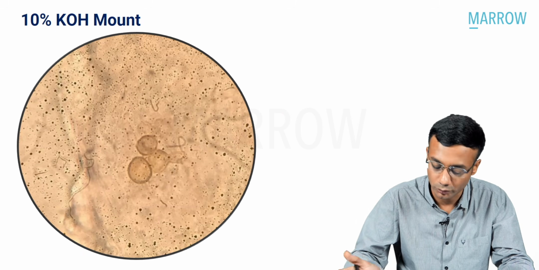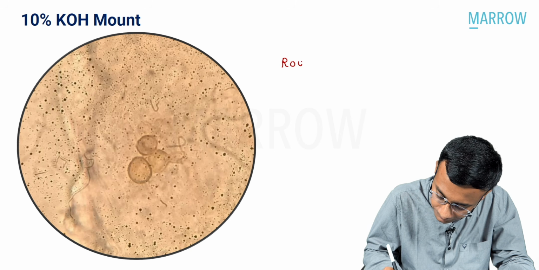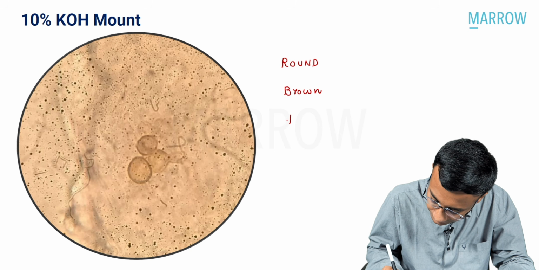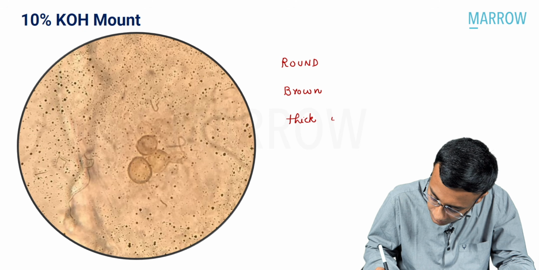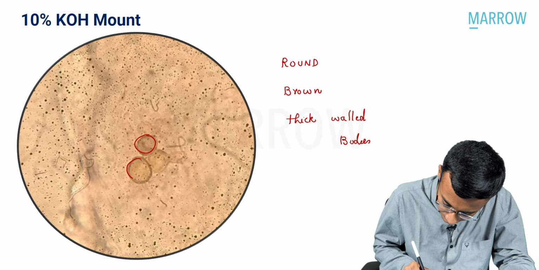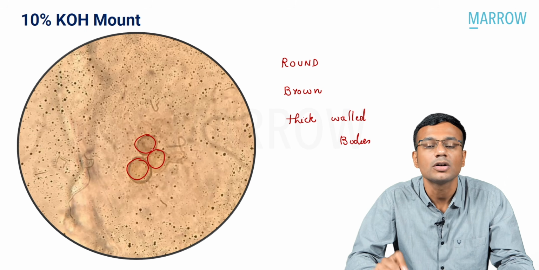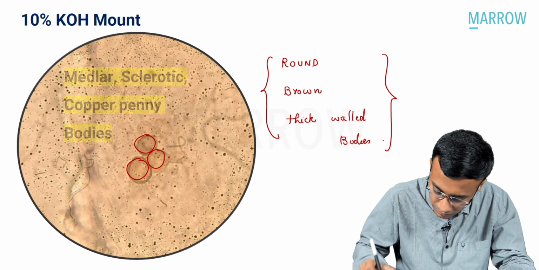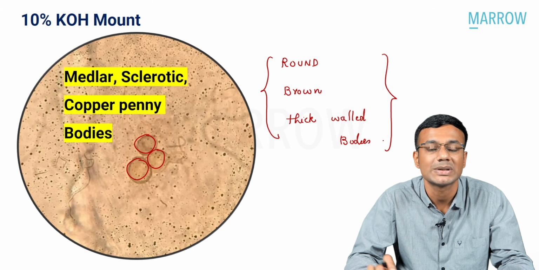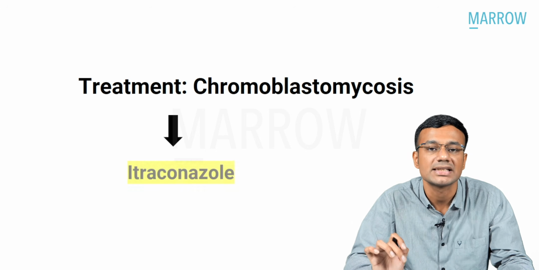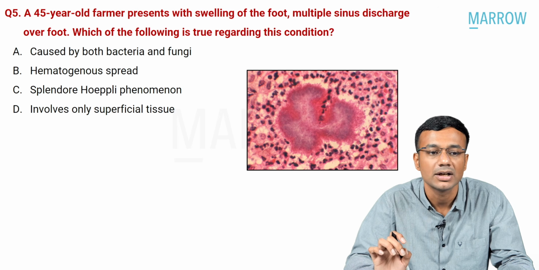And on investigations, what are you looking for? You're looking for round, brown, thick-walled bodies. So you can see these thick-walled bodies. This is chromoblastomycosis, and these bodies are called copper penny bodies, also known as medlar bodies, also referred to as sclerotic bodies. Next, what is the treatment for chromoblastomycosis? It's itraconazole.